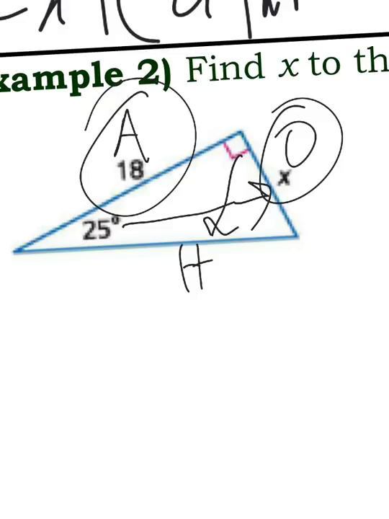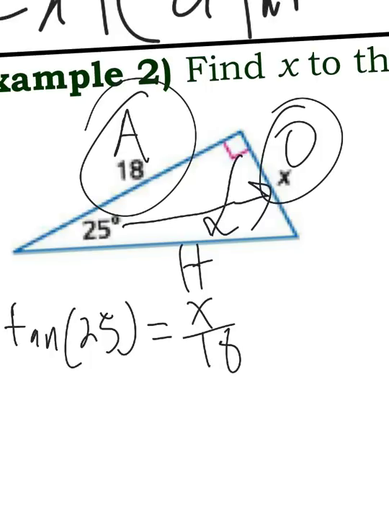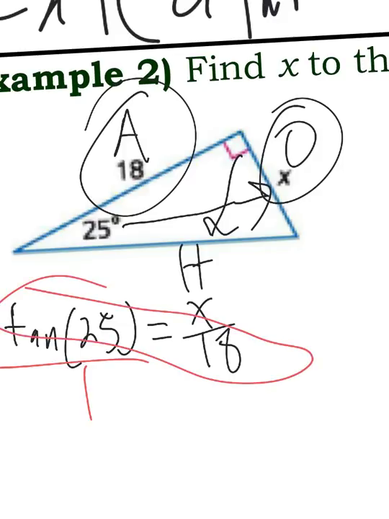So which one uses A and O? That is TOA, tangent, T-O-A. So I'm going to write tangent of 25 equals x over 18. And to make these really easy to solve, just throw whatever your sine, cosine, tangent thing is, throw that over 1 and cross multiply and divide. So I'm going to cross multiply this and divide by 1. So that doesn't change anything.